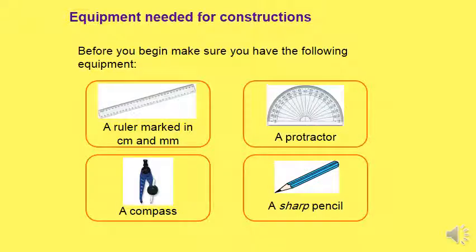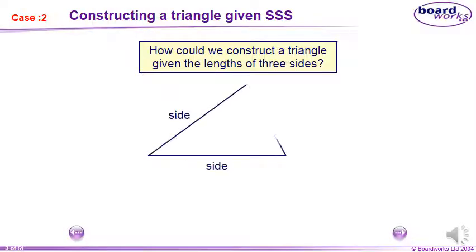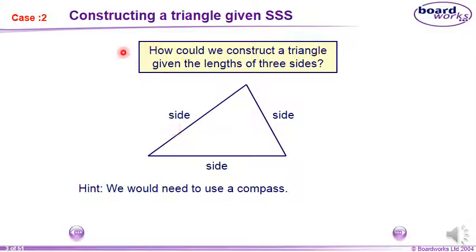Let's start. As we said last time, the equipment needed: ruler, protractor, sharpened pencil, and a compass, depending on the case of drawing. In this session, we are going to talk about constructing a triangle given the length of three sides, side, side, side.